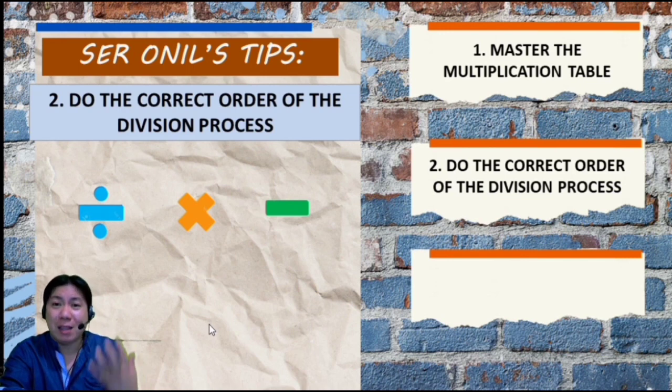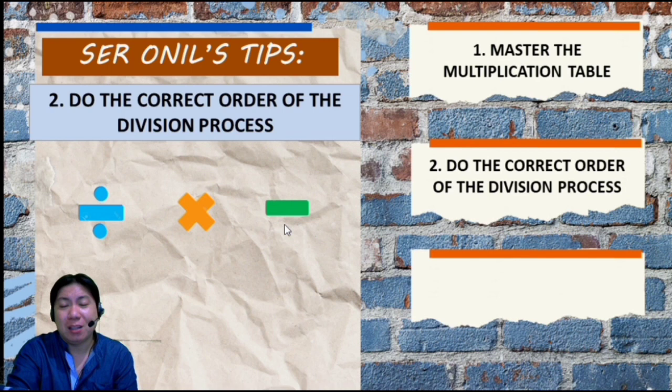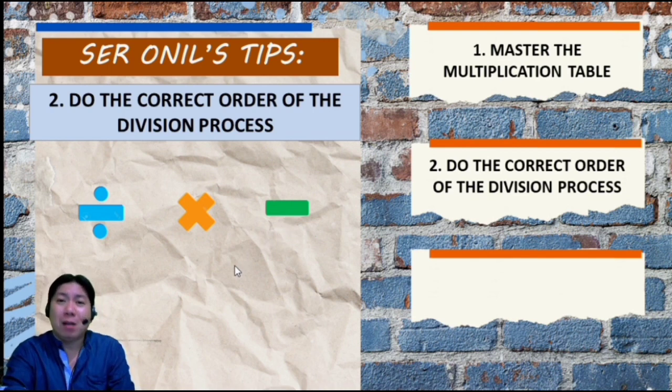And it should be done in that particular order. Meaning, division muna, followed by multiplication, and then last yung subtraction. And then after that subtraction, babalik tayo dun sa main division. It's like a cycle until we get the correct quotient.